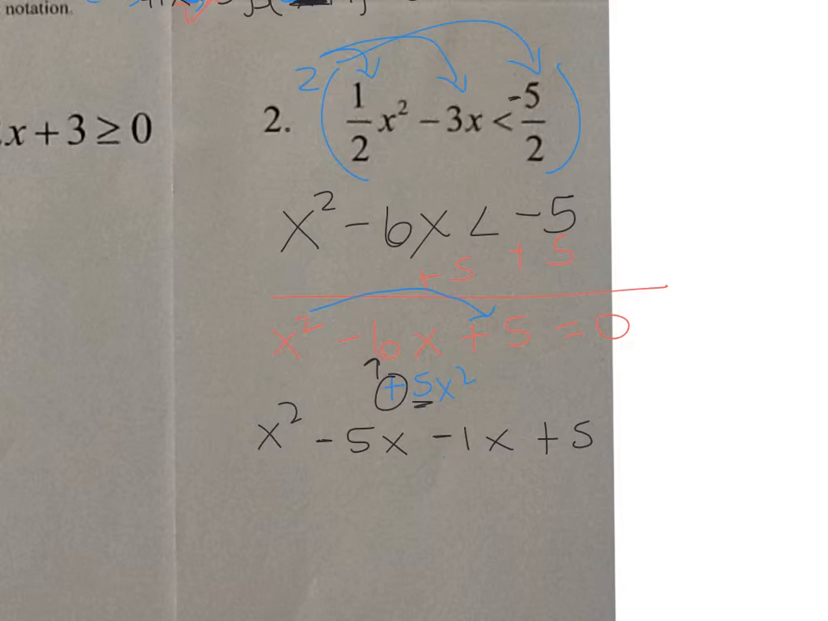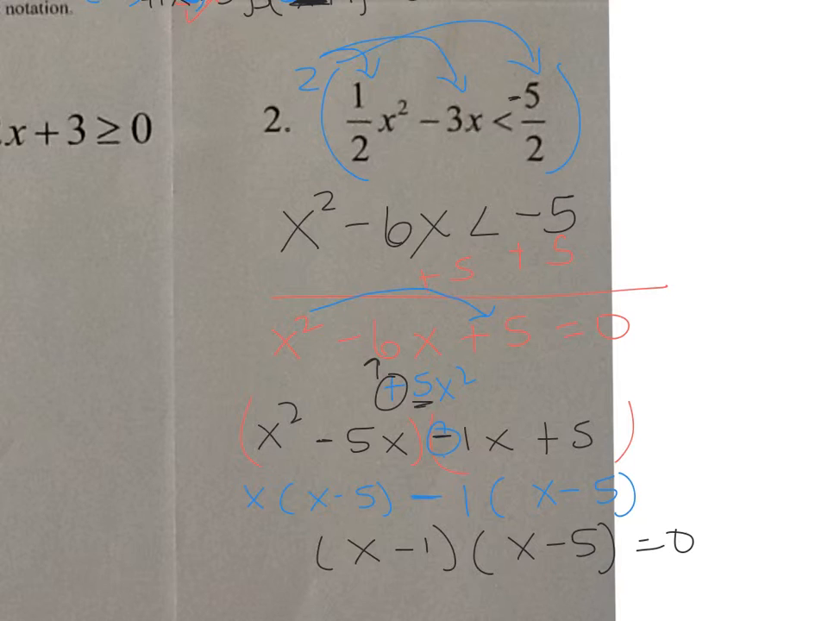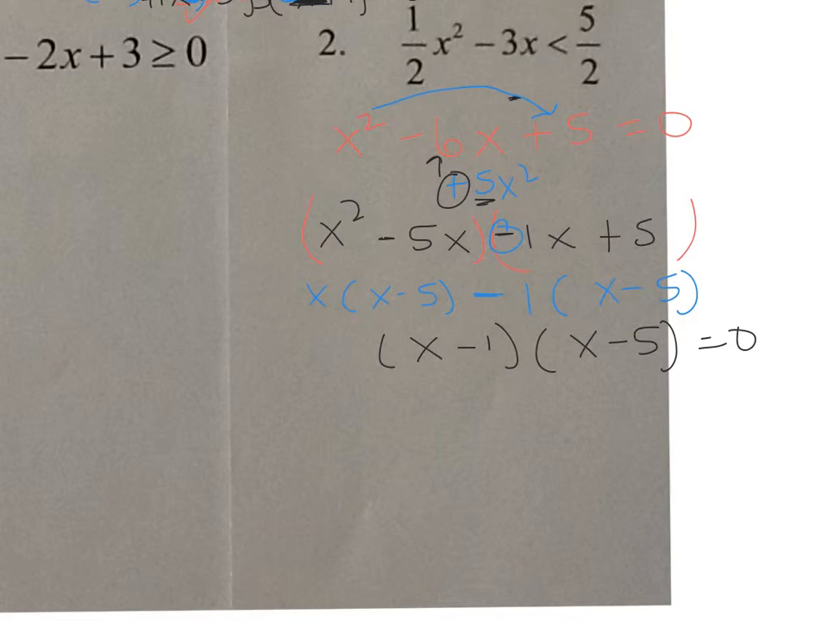And now I'm going to factor by grouping. The GCF of the first group is x times x minus 5. I have a minus here, so put the minus on the outside. My GCF is 1 times x minus 5. So my factors are going to be x minus 1 times x minus 5, and you can put down equals 0. Okay, so now I'm going to make my t-chart, and I get x is equal to 1 and x is equal to 5. All right, so now I'm going to draw my number line.